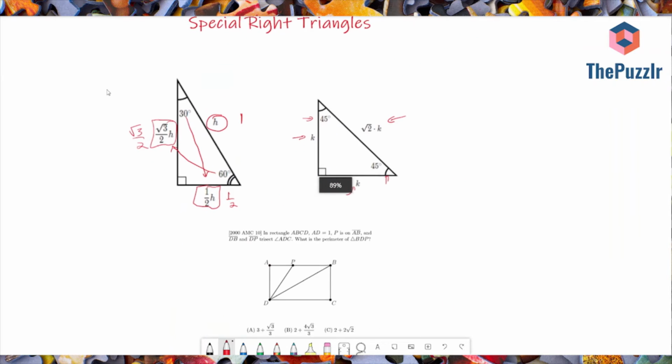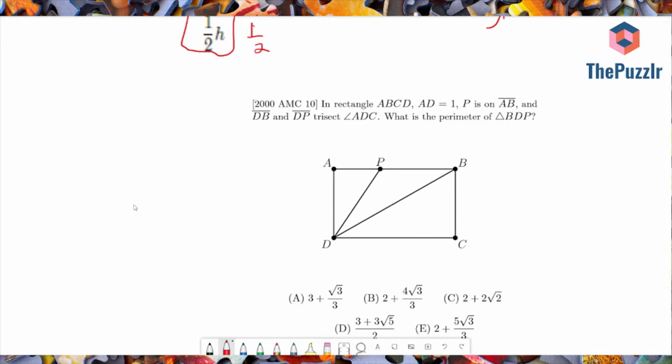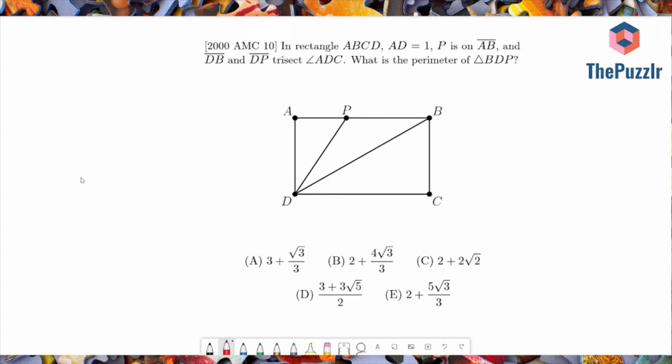Okay, we won't look at too many problems since these just show up so much that they'll eventually and inevitably show up in other problems that we do. But let's look at one problem. The 2000 AMC 10. In rectangle ABCD, AD equals 1, P is on AB, and DB and DP trisect angle ADC. So where's DB? DB is right here, and DP is right here, and they trisect ADC. Well, I know it's a rectangle, so ADC is 90 degrees. So if we trisect it, each of these angles is 30 degrees.